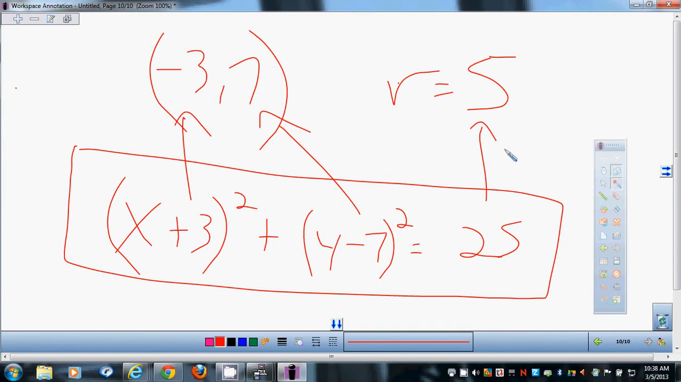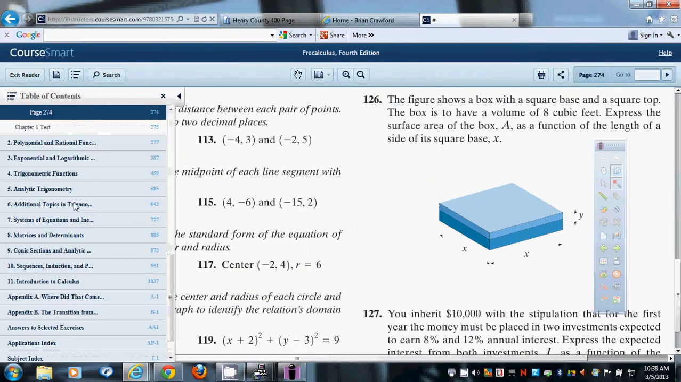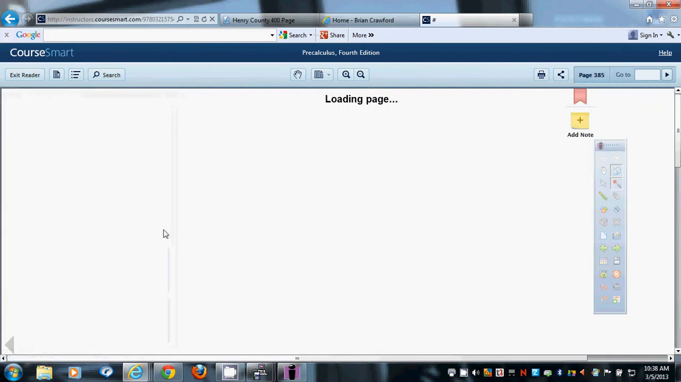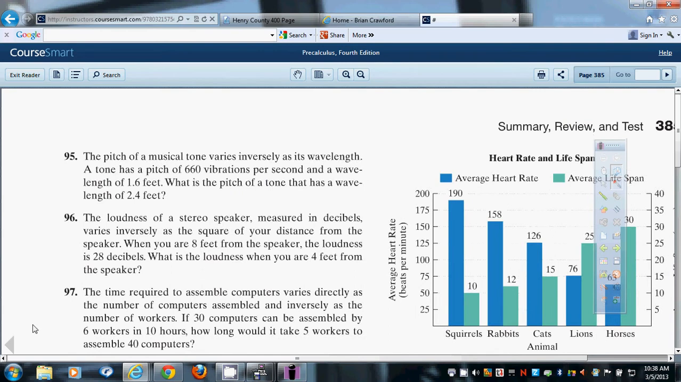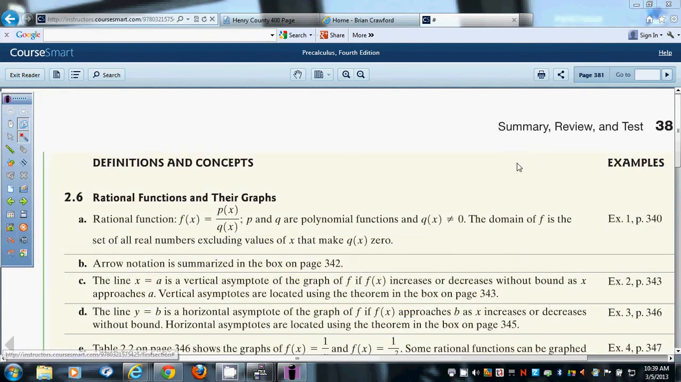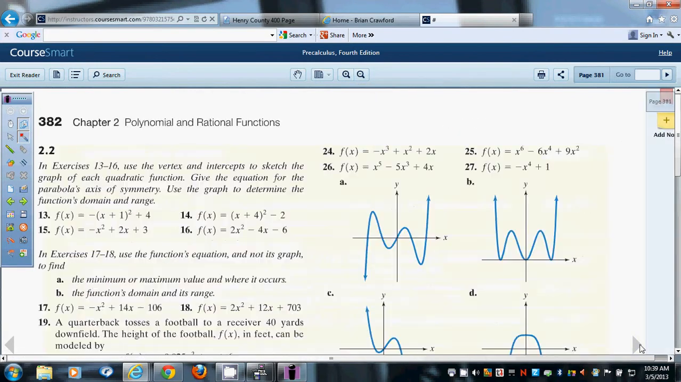Alright, Chapter 2. I believe it's page, I have no idea what page it was. Chapter 2 review. I'll be able to tell you in just a second. So today we will start in section 2.5. This is page 383.